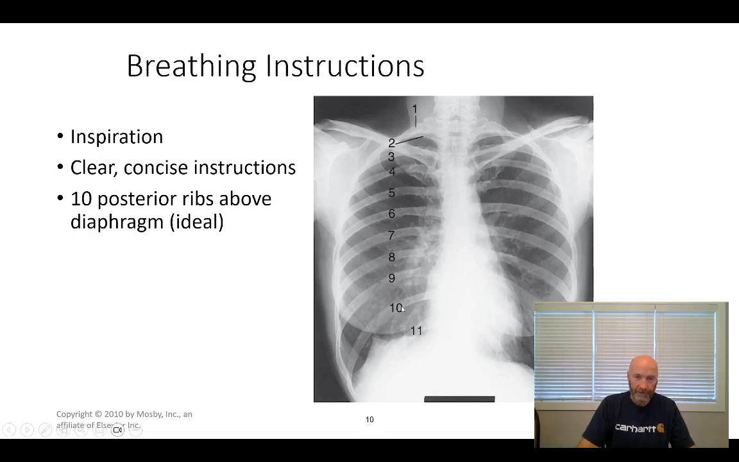Both textbooks are going to say, I think maybe all 3 textbooks are going to say, that what we want to see on either an AP or a PA chest x-ray are 10 posterior ribs. You might have a tough time identifying posterior from anterior ribs, but it's really not that complicated.